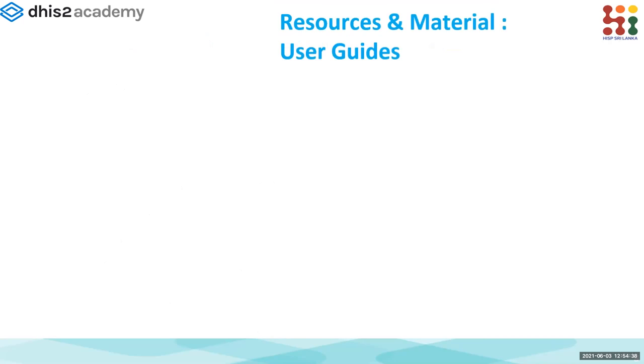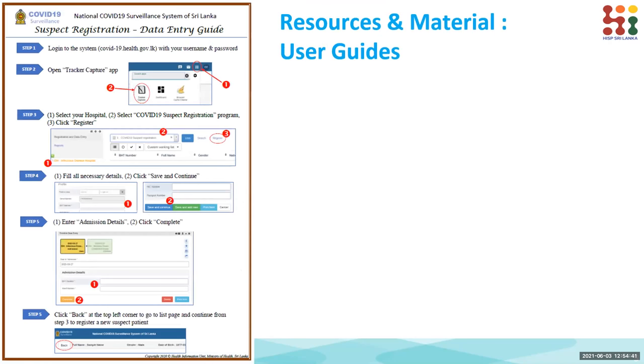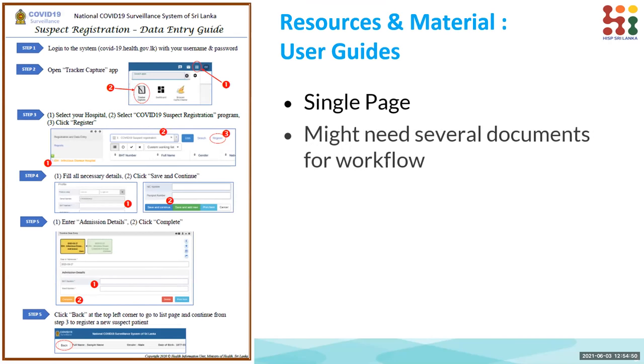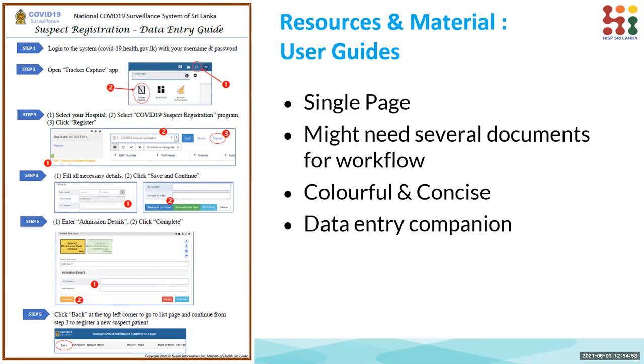And of course, about user guides and user material. We can't just ask the end users to refer to the main DHIS2 user guide, right? It's too comprehensive. So what we try to do in almost all our tracker programs is to have a single page user document, which is very colorful and concise. But the major difference between this and the one we use for aggregate programs is that for tracker programs, because multiple steps are involved, we may need multiple end user guides, not just one. They can keep these next to their desk and use them as a data entry companion.